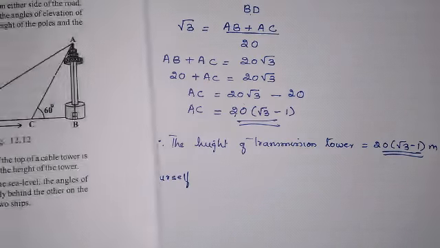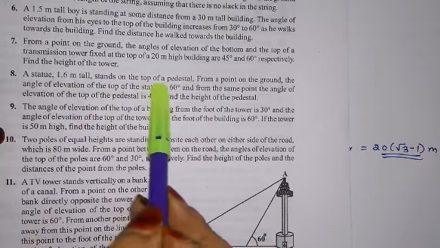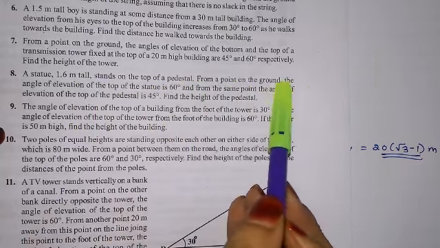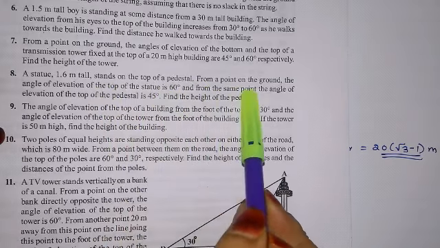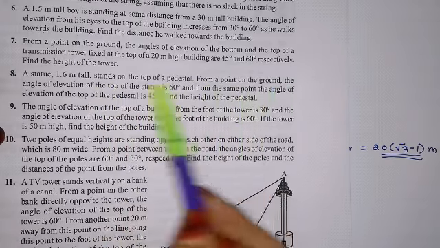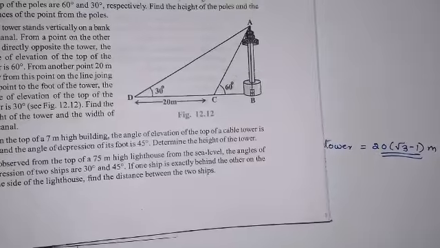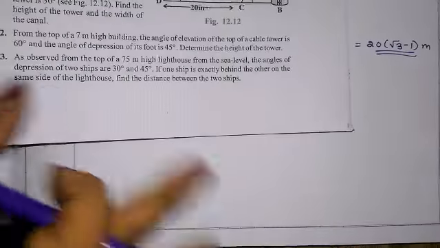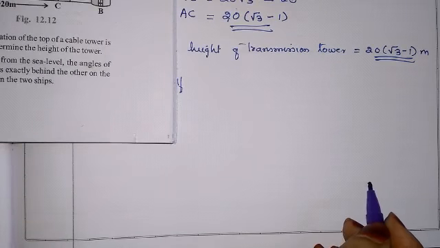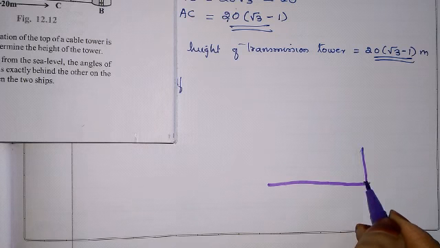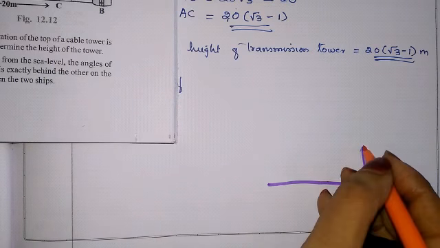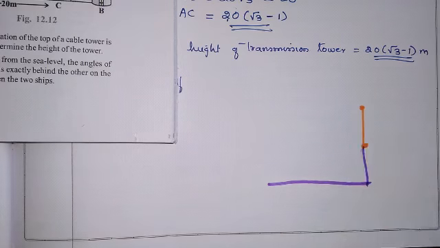A statue 1.6 meter tall stands on the top of a pedestal. From a point on the ground, the angle of elevation of the top of the statue is 60 degree, and from the same point, the angle of elevation of the top of the pedestal is 45 degree. Find the height of the pedestal. We know that the statue stands on the pedestal. So let us take this as the ground level, this is the pedestal, and this is the statue.